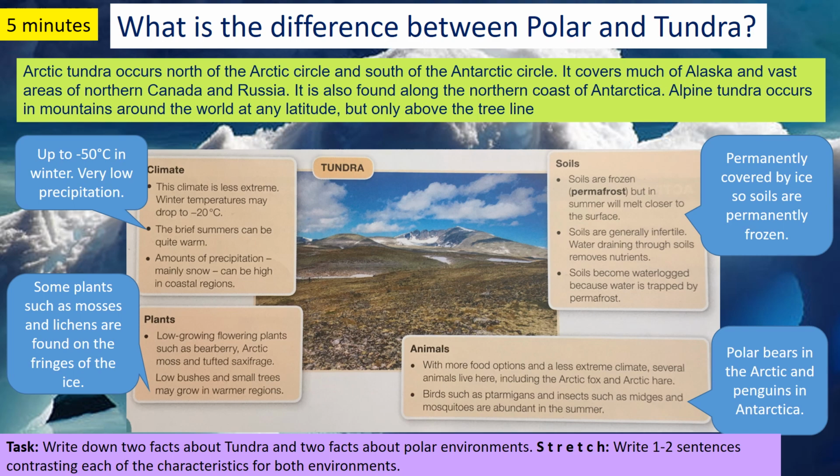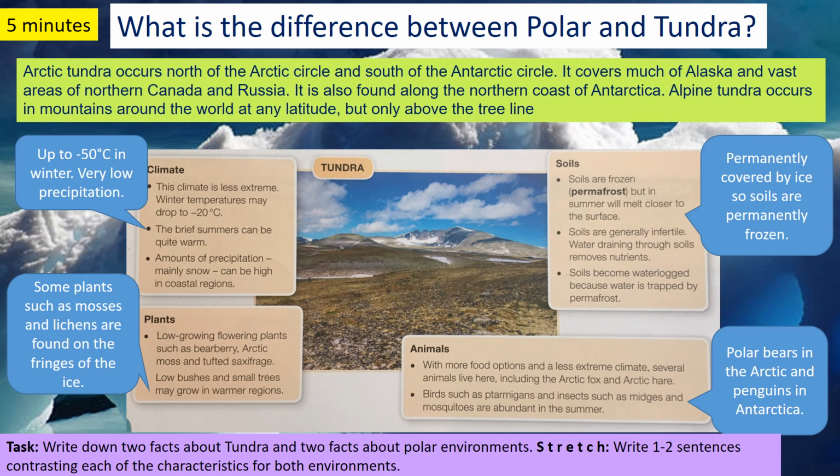Okay, so what is the difference between polar and tundra? This is the first objective for the lesson. There's an image in the middle of the screen here with some information around it about the tundra biome. The information in the blue bubbles is for the polar biome, so we can compare each characteristic, comparing tundra and polar. So Arctic tundra occurs north of the Arctic Circle and south of the Antarctic Circle.